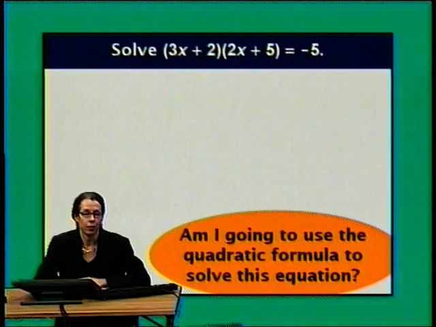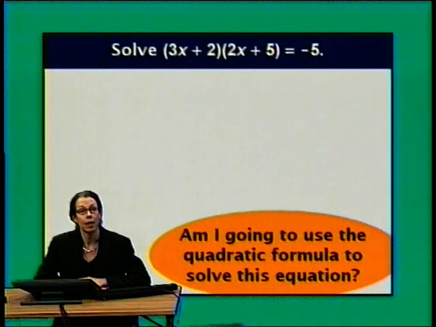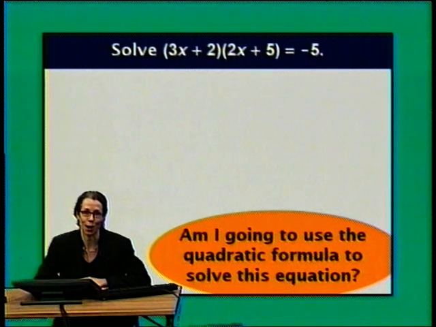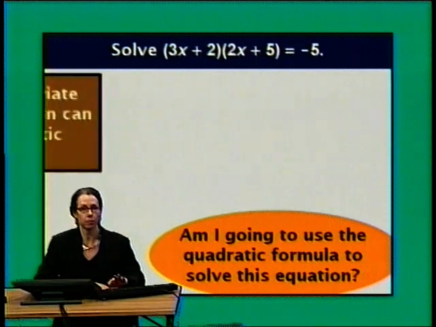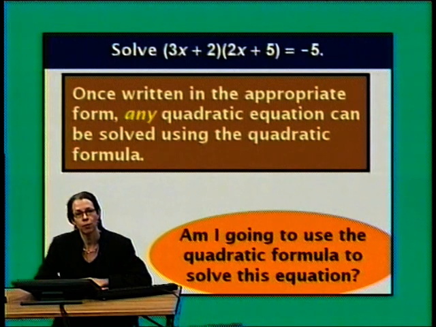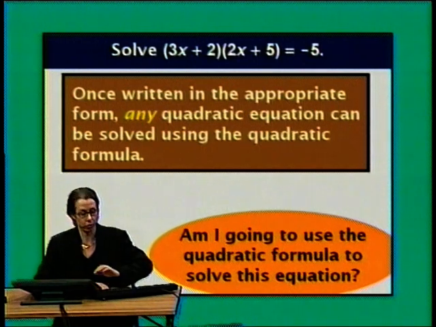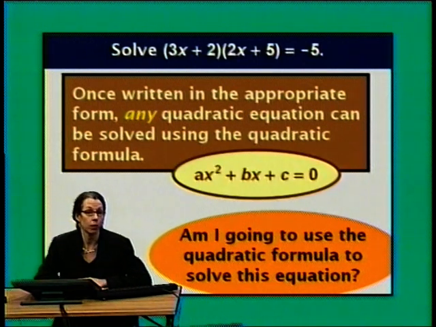Here's my equation. It's the product of 3x plus 2 and 2x plus 5, that equals -5. Now, although the left-hand side is nicely factored for us, the right-hand side is not 0. So I certainly don't want to apply the zero product property right off the bat. So am I going to use the quadratic formula to solve this equation? Well, once written in the appropriate form, any quadratic equation can be solved using the quadratic formula. What's the appropriate form? ax squared plus bx plus c equals 0. In this case, I think I will use the quadratic formula.